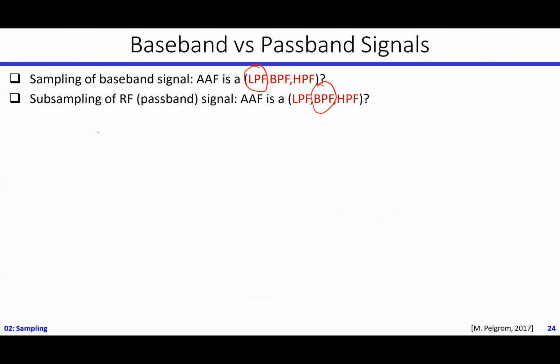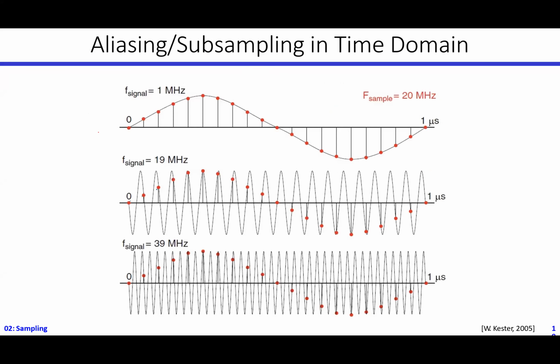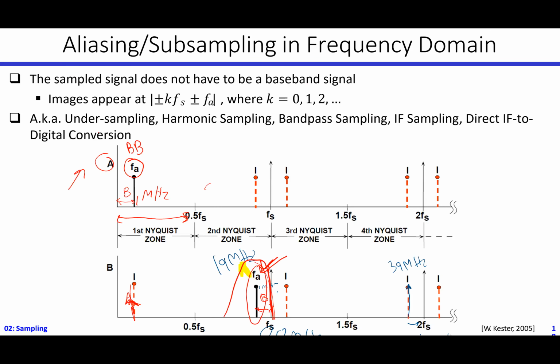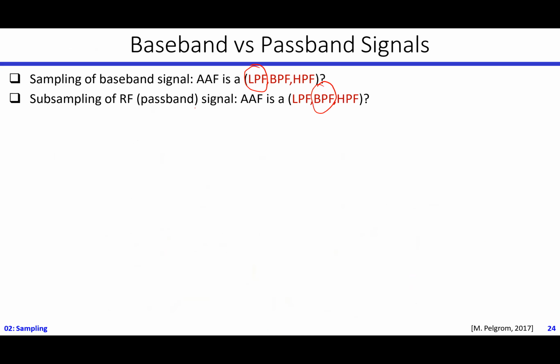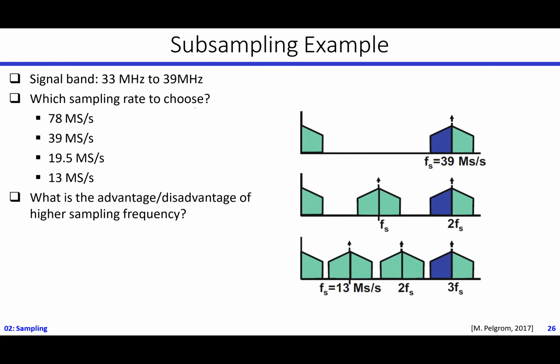Let's remember the math. So these are the images, they will come at k Fs plus or minus Fa. Fa is our bandwidth. Okay.